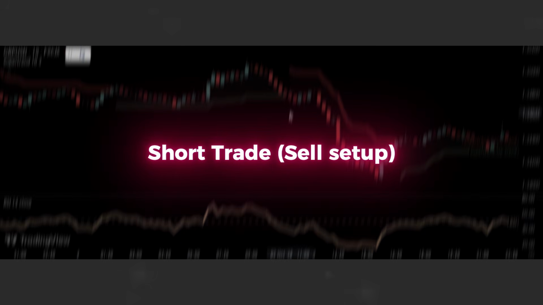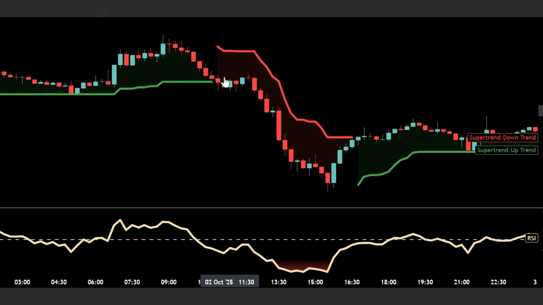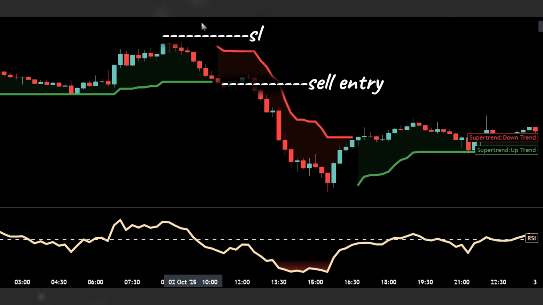Short trade, sell setup. Now let's look at a sell setup. Supertrend flips to red, suggesting a bearish shift, while RSI is below 50 and sloping downward, confirming selling pressure. Enter at the close of the signal candle and set your stop loss above the recent swing high. For take profit, again, maintain at least a 1 to 2 risk to reward ratio.